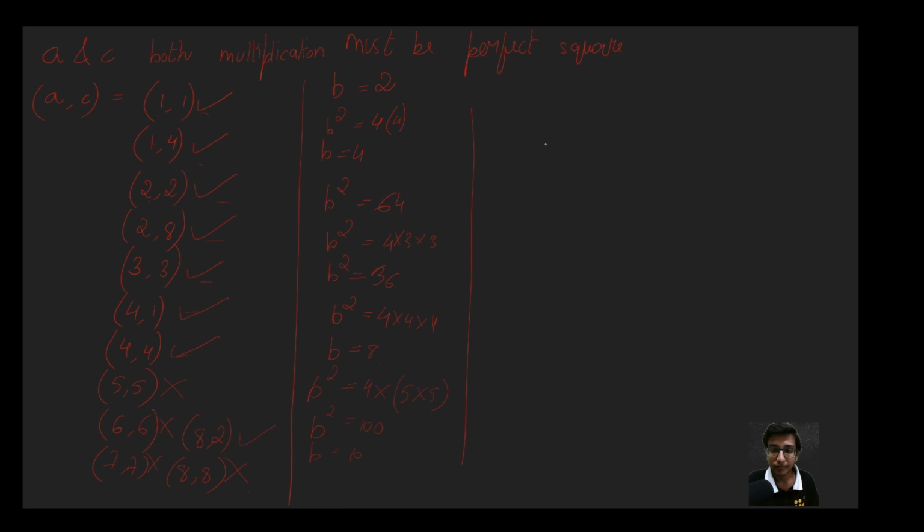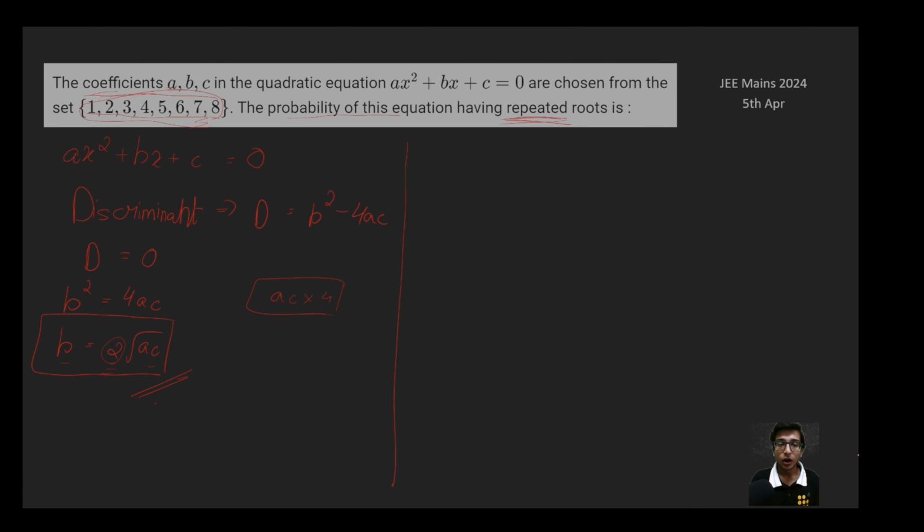So total favorable outcomes are coming out to be 8. That means there are 8 cases of putting the values of a, b, c, where this equation, which is of having repeated roots, is justified. Now what are our total possible outcomes going to be? I can assign a with 8 values, b with 8 values, and c with 8 values, so it is going to be 8 into 8 into 8 for a, b, and c.